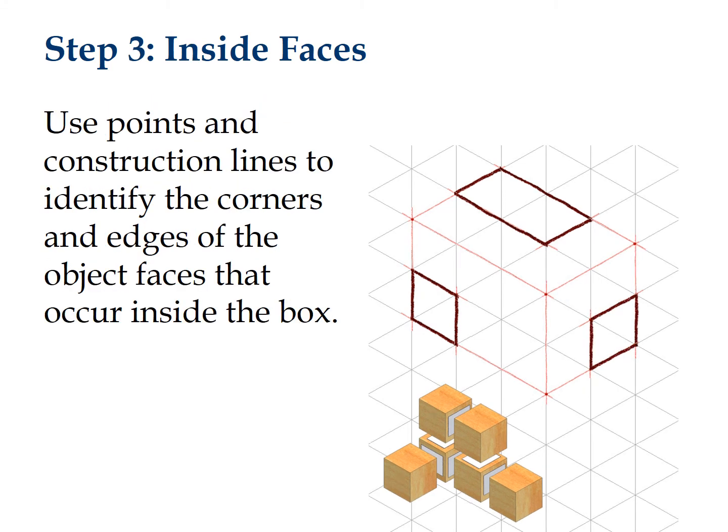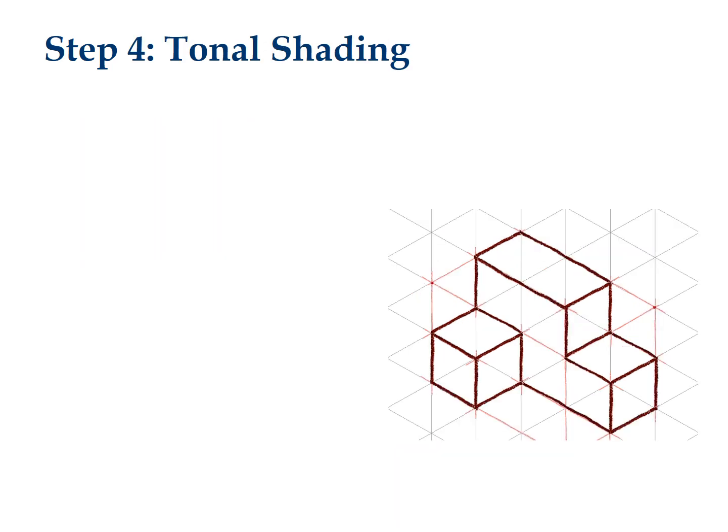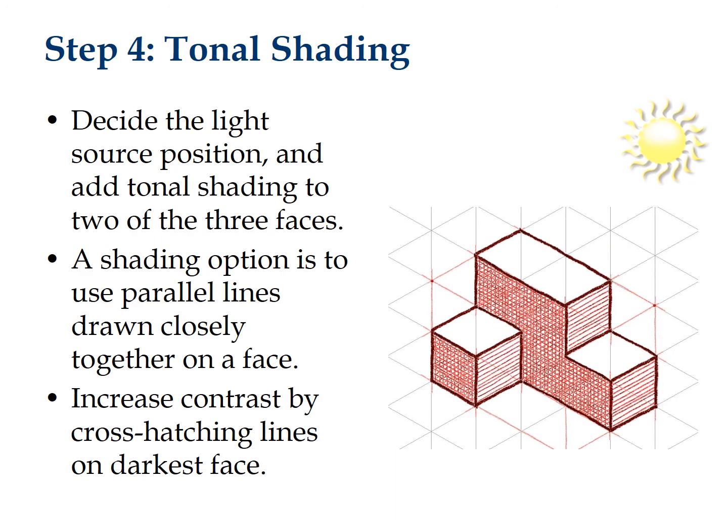Use points and construction lines to identify the corners and edges of the object faces that occur inside the box. You could have done that in any order in this example. And then trace out the remaining visible edges. Apply tonal shading.